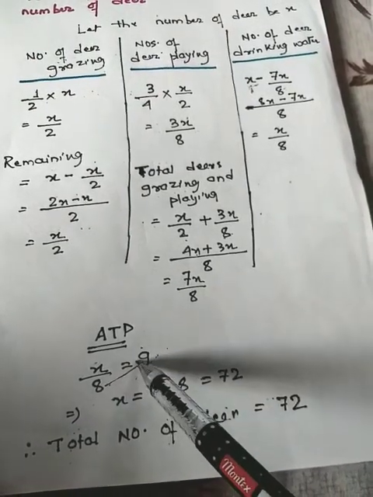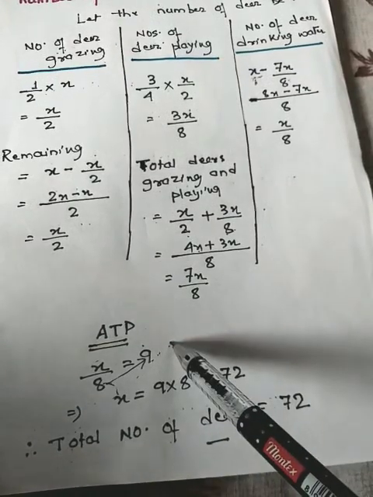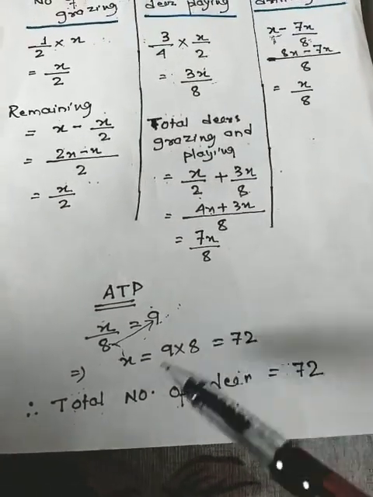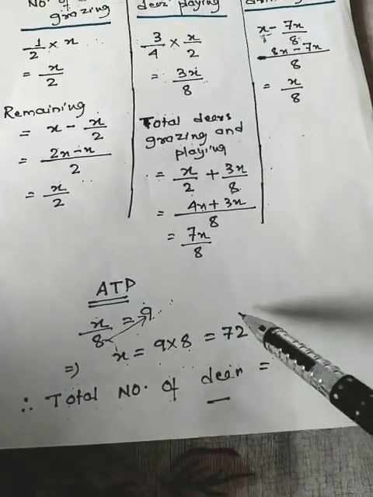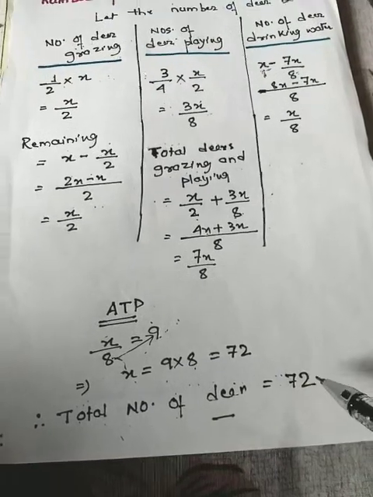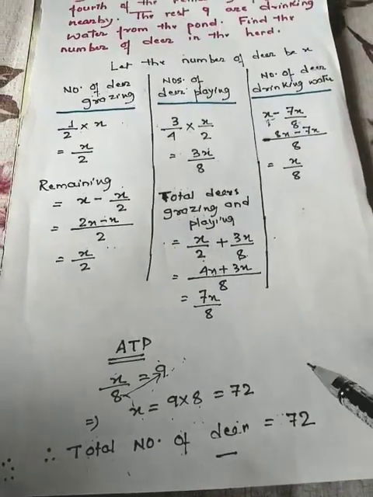When we do that, we know that we have to transpose this 8 to the right hand side. It is in division form, so it will be multiplication when we bring it to the right hand side. So x equals 9 into 8. So your answer is 72. The total number of deer is 72. That is, there were altogether 72 deer.